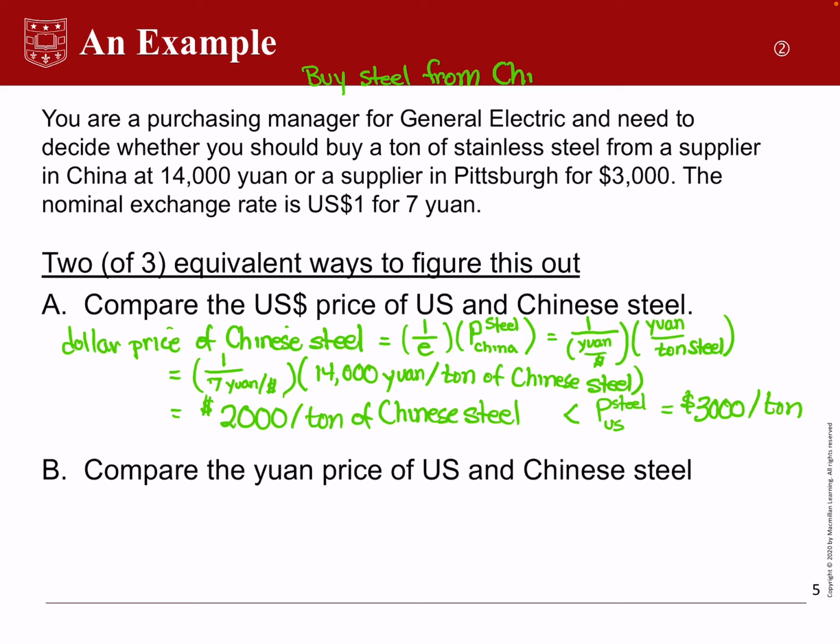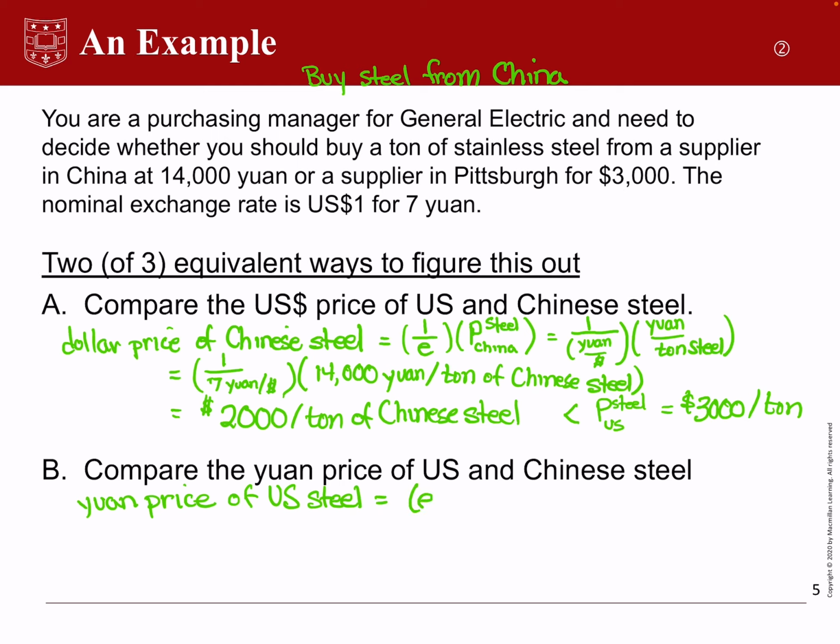And so remember that, and essentially what we're going to be doing is thinking about different ways to arrive at that very same answer. So another way that we could do this is basically the flip of option A, and that is to compare the price of US and Chinese steel, but not in dollars, instead in yuan. So in order to do that, we can say that we want to figure out the yuan price, so the price in the Chinese currency of US steel. And so what is that equal to?